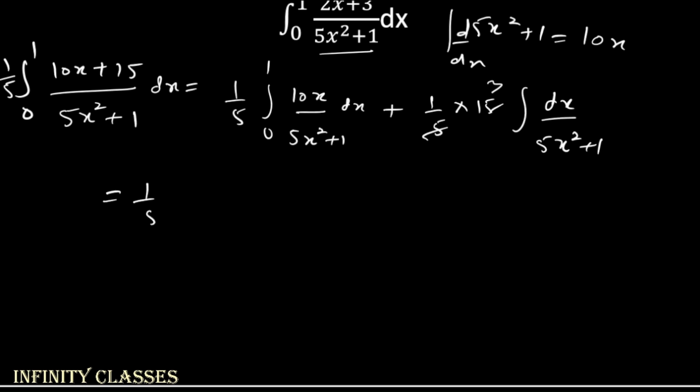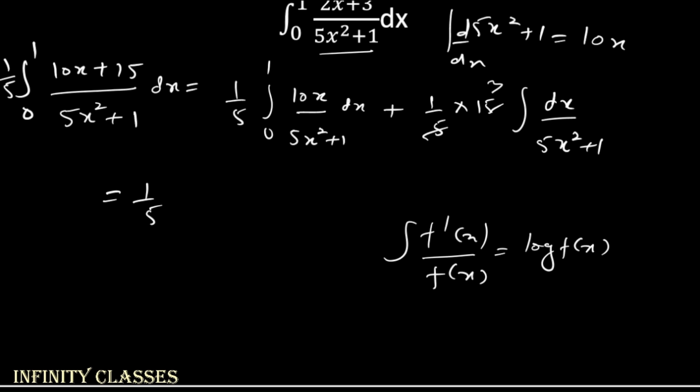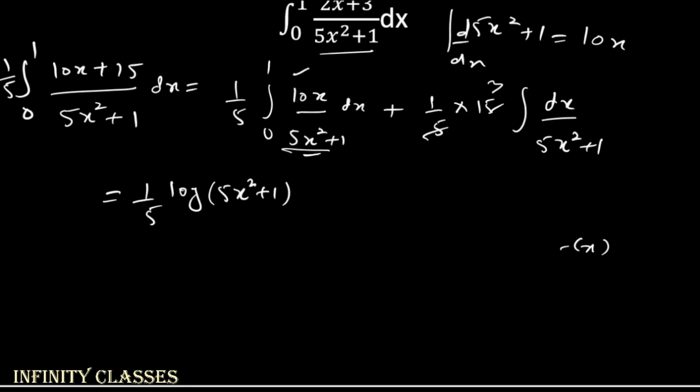Now as we know, whenever there is integration of f dash x upon f x, we can write this as log f x. Okay, so same in this case, this one is f dash x, this one is f dash x, and this one is f x. So we'll write this as log f x. f x means 5x square plus 1. But if you are confused, then put this as t. Now after this you can continue. So save your time, always try to use this method.